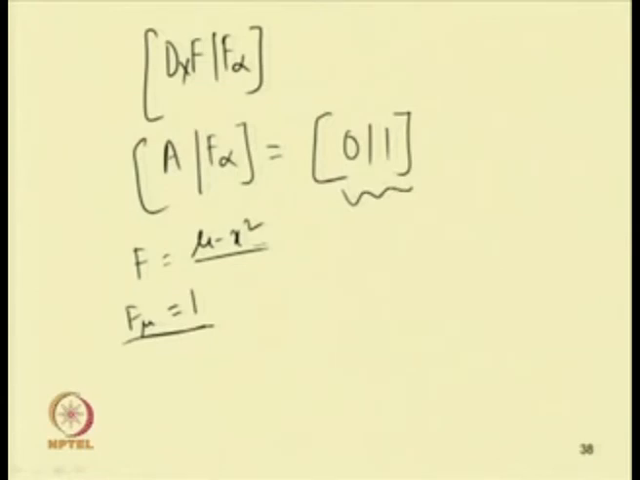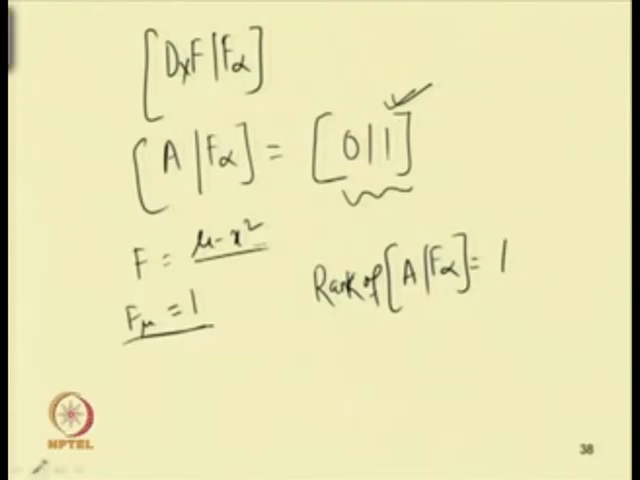This matrix 0 1 has a rank of 1. So, the origin, x equal to 0 and mu equal to 0, is a saddle node point, as f alpha equal to 1 does not belong to the range of A, which is only 0. As this does not belong to it, this point is a saddle node bifurcation point.